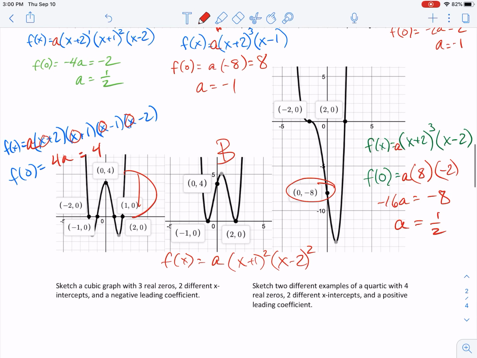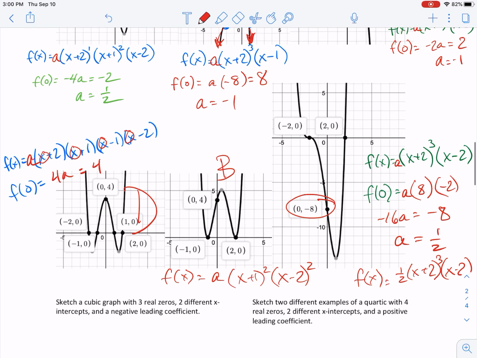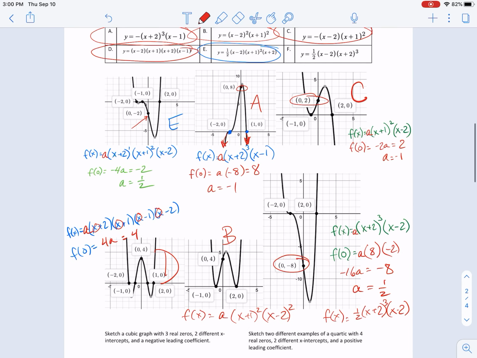So my final answer for this one would be f of x is equal to 1/2 times x plus 2 cubed times x minus 2. Let's see if that was one of our answer choices. It sure is. It's in a different order, but that doesn't matter. So that's this one. This is F, and life is good.